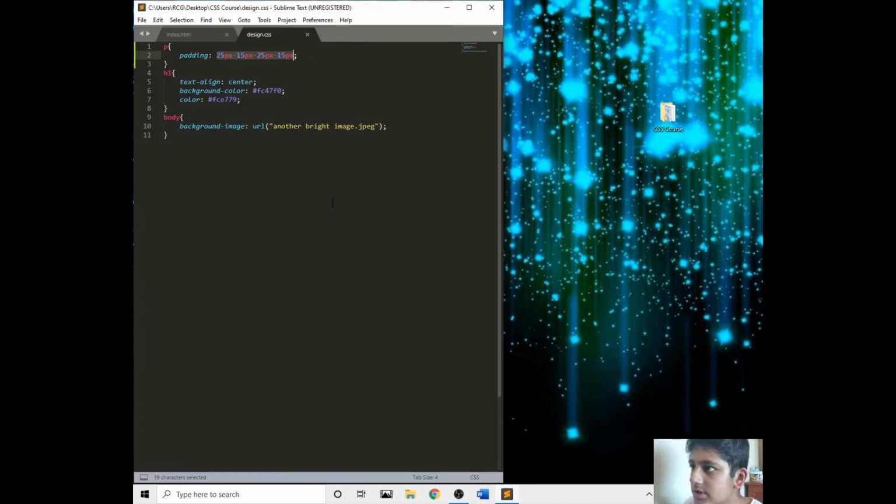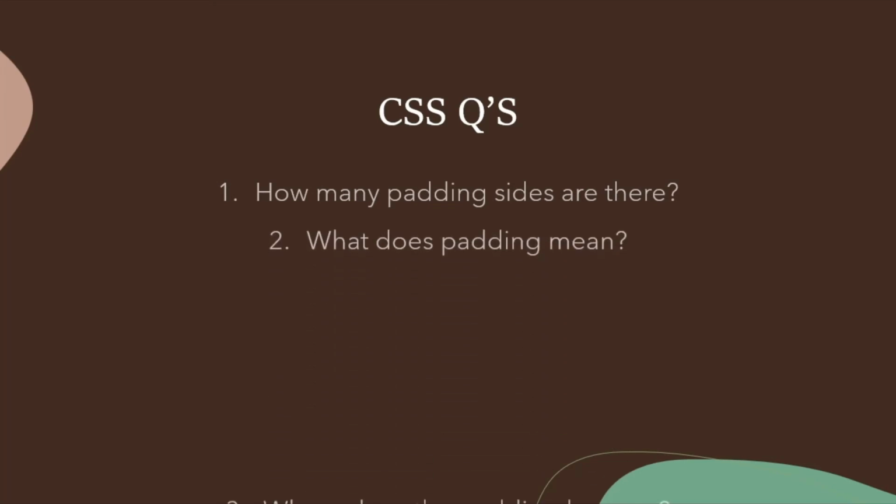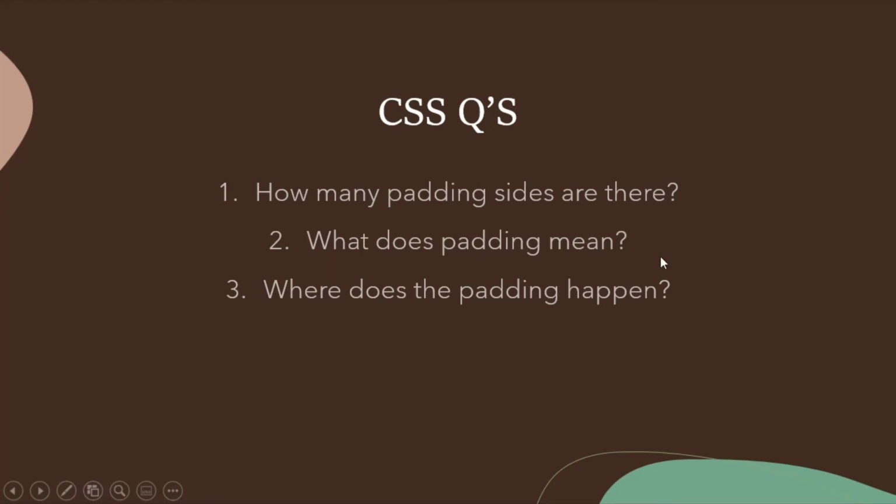So let's go on to the CSS questions. Here are the CSS questions. For number 1, how many padding sides are there? Number 2, what does padding mean? And number 3, where does the padding happen? These will be easy, medium, and hard. You can answer all those questions, and I'll give you a few seconds.